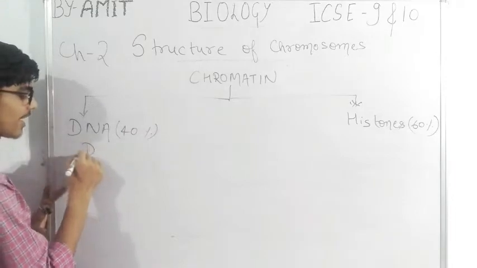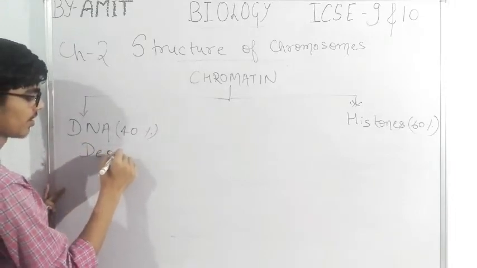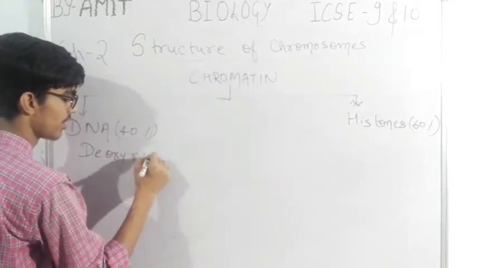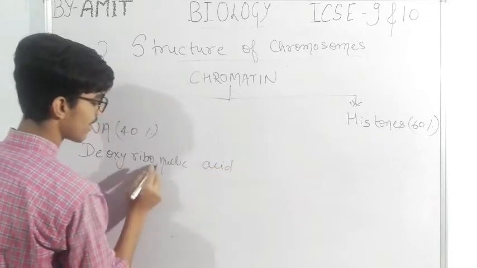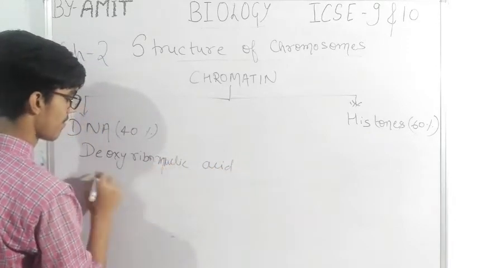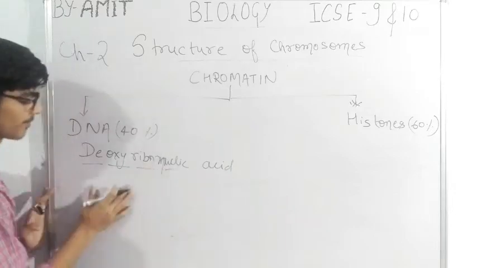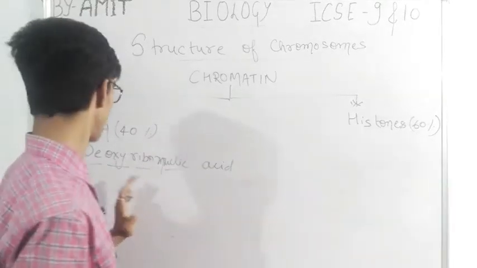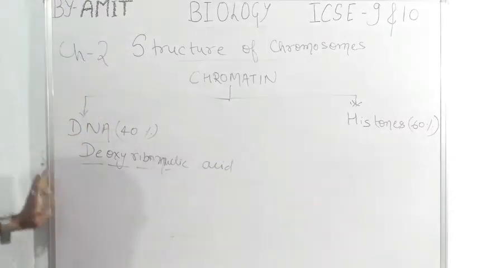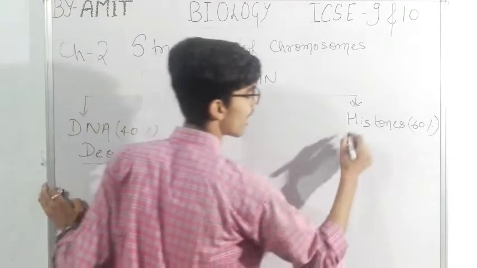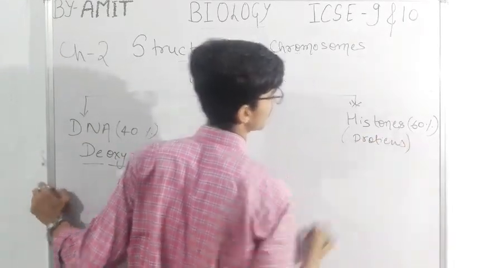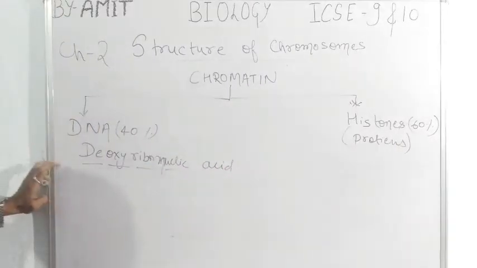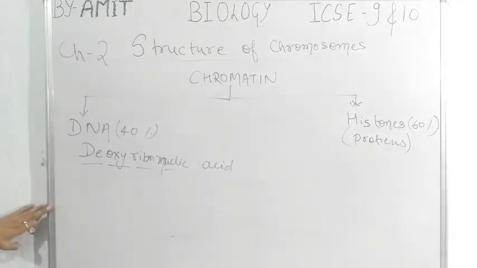So DNA stands for deoxyribonucleic acid. There is no space between these, but to learn we have to learn like this only, dividing it into 4 parts. So deoxyribonucleic acid, and histones are proteins. Histones are proteins and DNA stands for deoxyribonucleic acid.